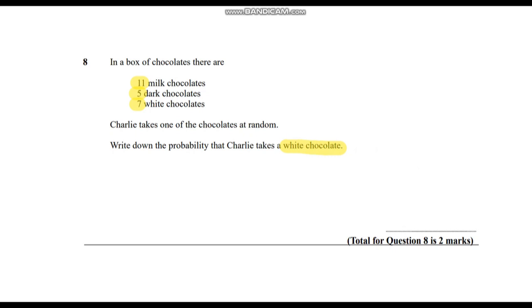So how many chocolates are there to choose from? Well, we've got 11 milk chocolates plus 5 dark chocolates plus 7 white chocolates. That's a total of 23. So 23 chocolates in total.